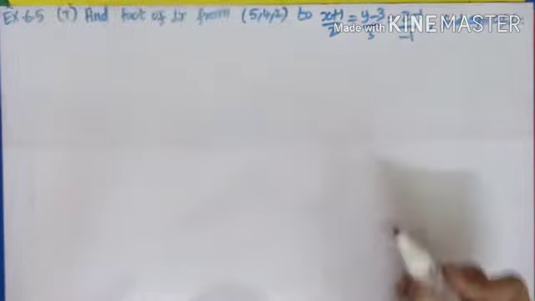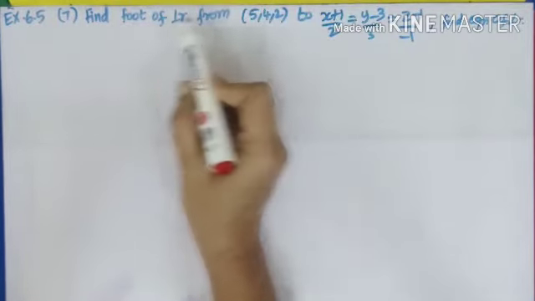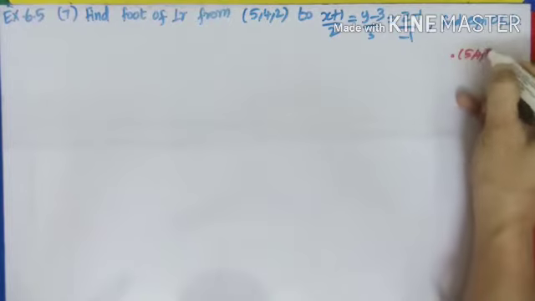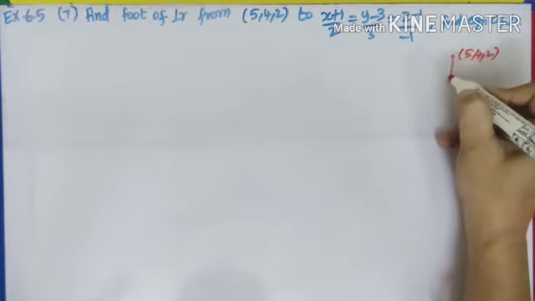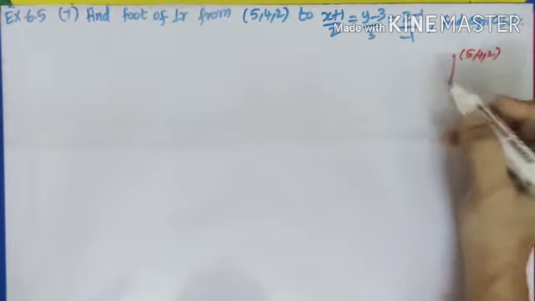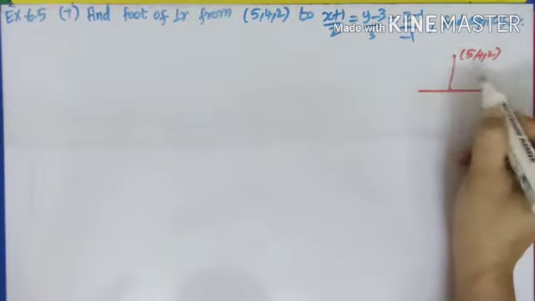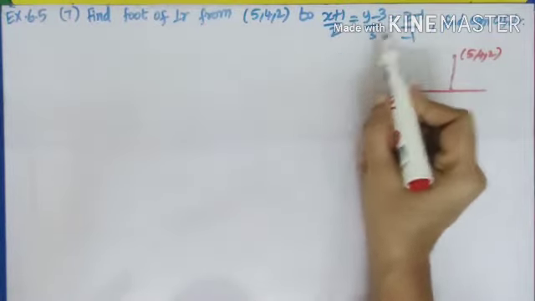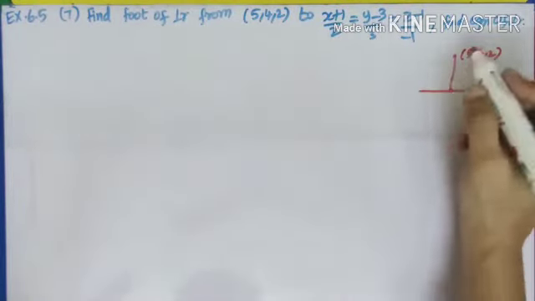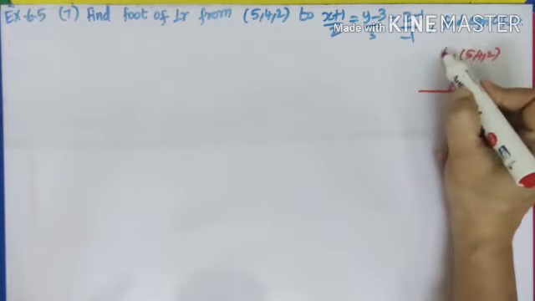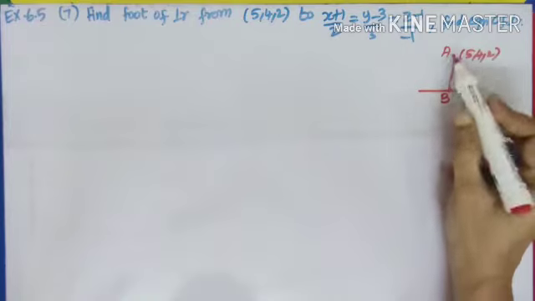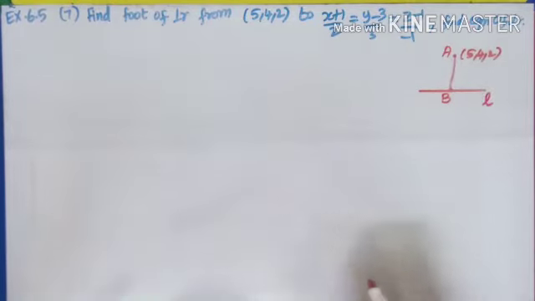Exercise 6.5, question number 7. We need to find the foot of perpendicular from 5, 4, 2. Say this is A, 5, 4, 2. I want to find the foot of the perpendicular, this point B, which is on the line. What is the line given? (x plus 1) by 2, (y minus 3) by 3, (z minus 1) by minus 1. Take this point as A and this point as B. So I want to find AB. Call this as the line.